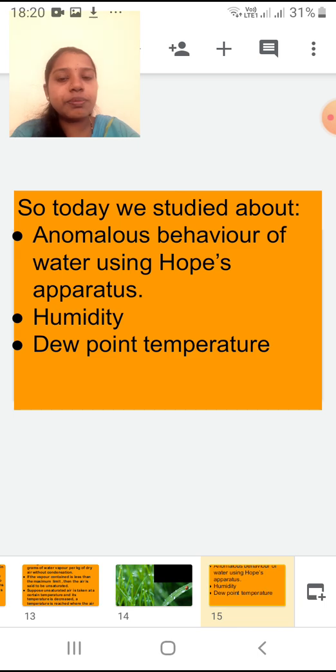Then was the dew point temperature. If I take unsaturated air at a certain temperature and decrease its temperature, I reach the temperature where the air becomes saturated with water vapor. Such a temperature I call the dew point temperature. I hope all these three concepts are clear to you.